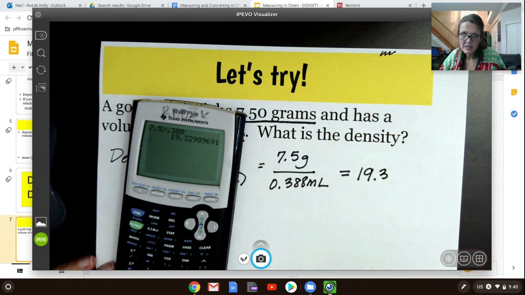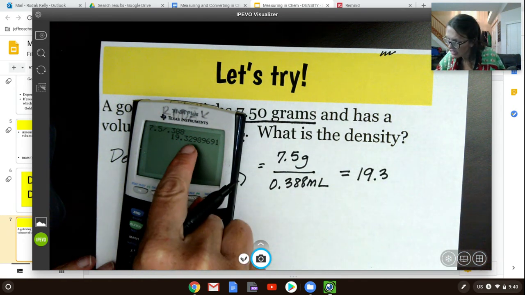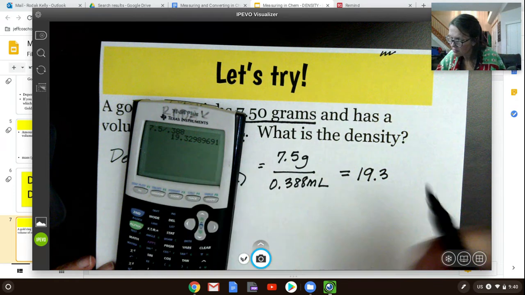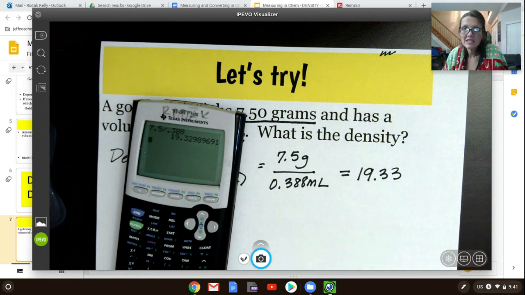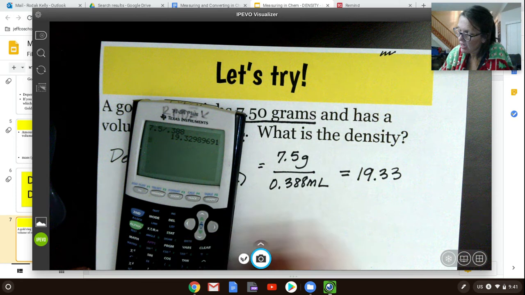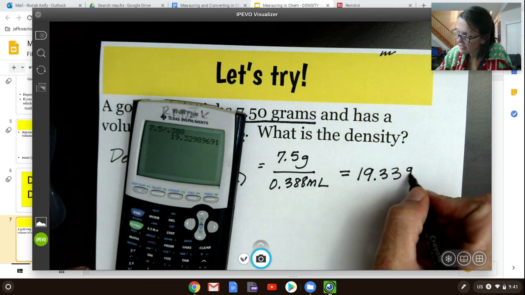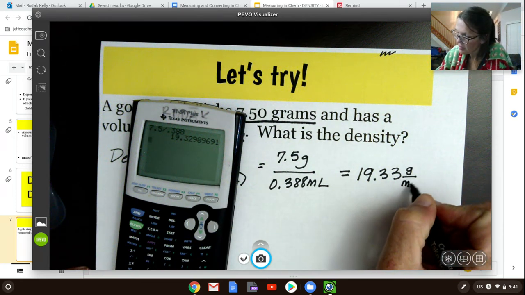19.3, and we're going to round to 2 decimals. So we're going to look at that second decimal place. We see that the next number is bigger than 5. So we'll do 0.33. And then what's the unit for density? Well, the unit is exactly what we did. It's grams divided by milliliters.